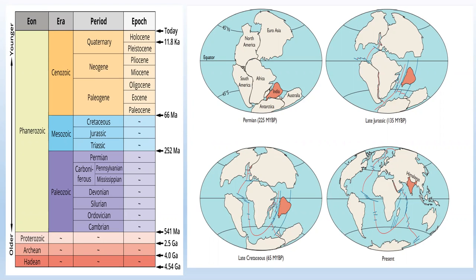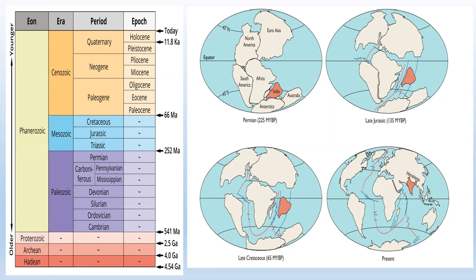Then in the Silurian, Laurasia and Baltica fused together during the Caledonian Orogeny. And the gap between Gondwana and Laurasia closed at the Silurian-Devonian boundary, that is at 410 million years. This is called the Acadian Orogeny. And in the late Devonian, Laurasia separated from Gondwanaland.